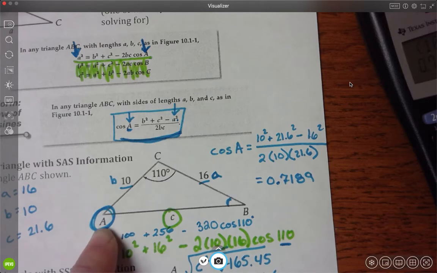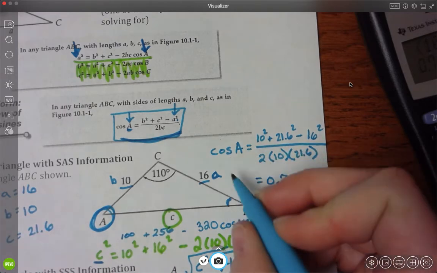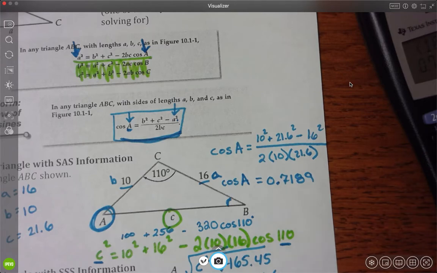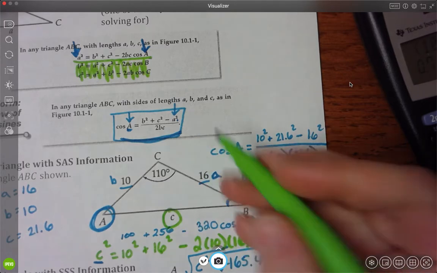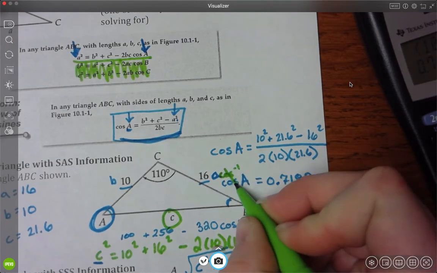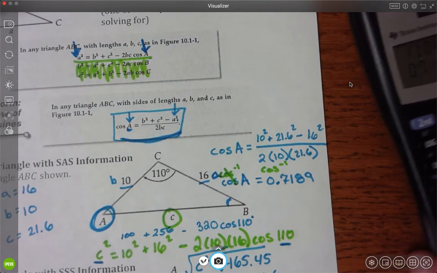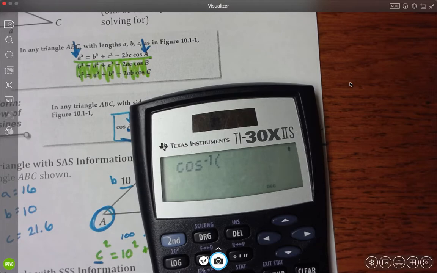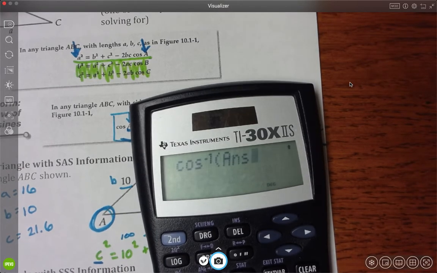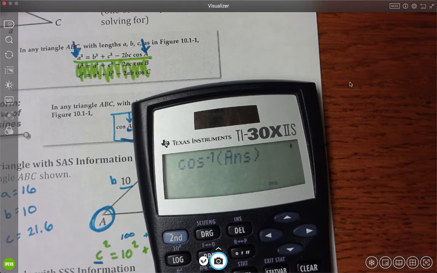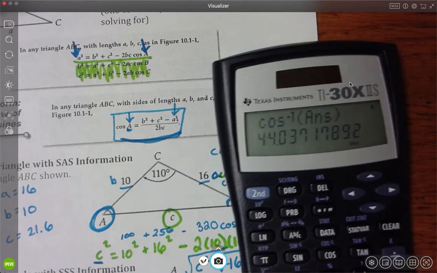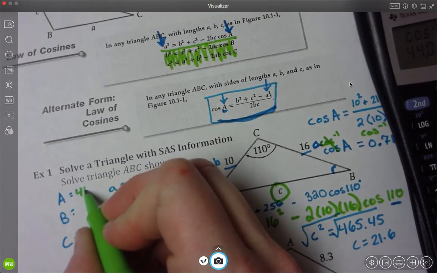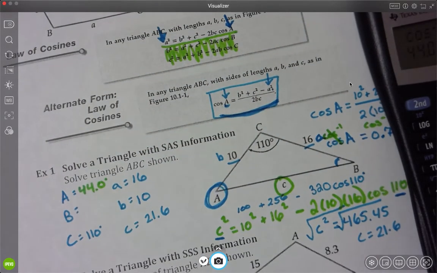Now there's one more step to this that we have not done yet, which is that's cosine of A, right? Cosine of A is that value. So now, you might know this already, to get rid of a cosine, you do the inverse cosine, and it will cross off. So I'm going to do second cosine of that answer. We do inverse cosine of the answer, and I get 44.04. I'm just going to round it to 44.0. 44.0 degrees is what A will be. Make sure your calculator is still in degrees.